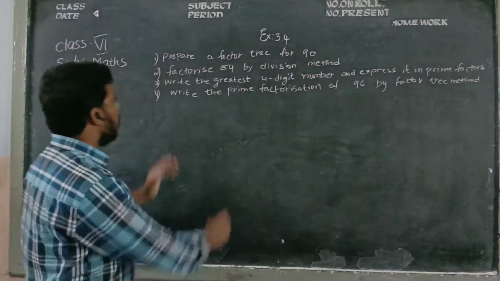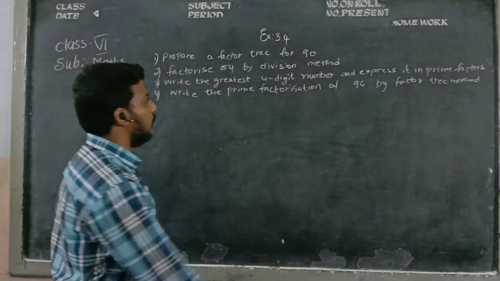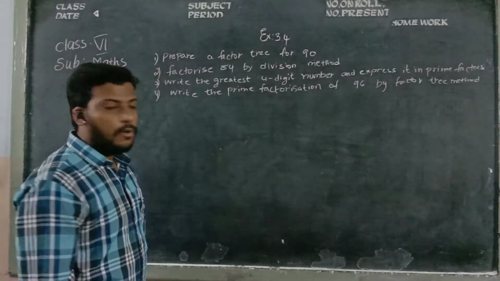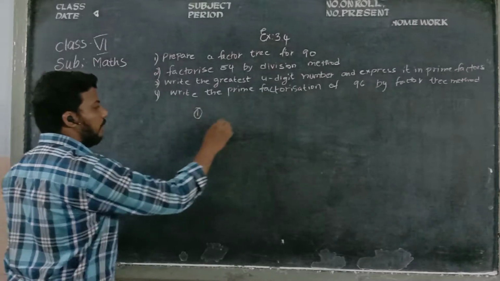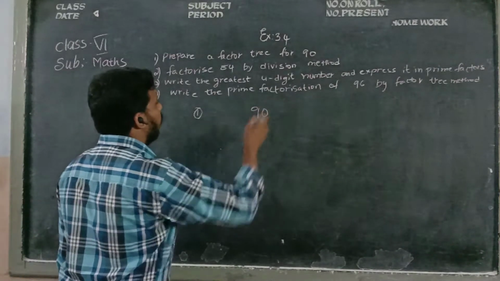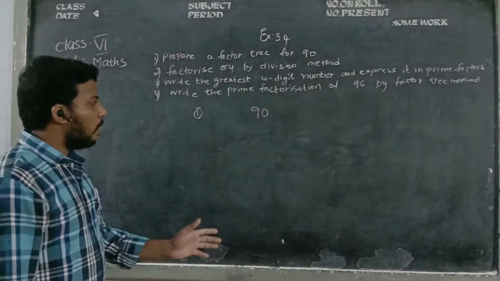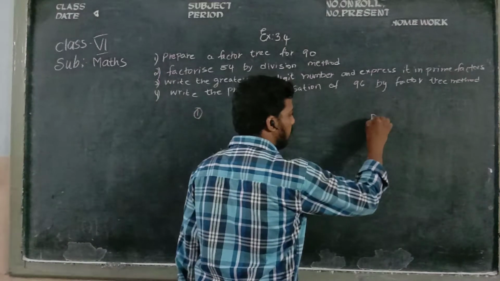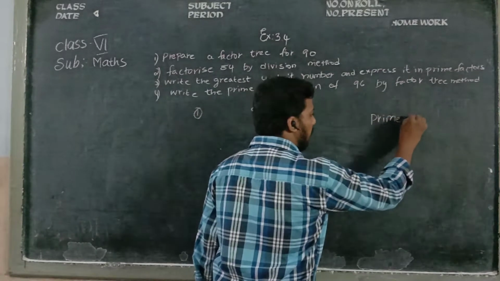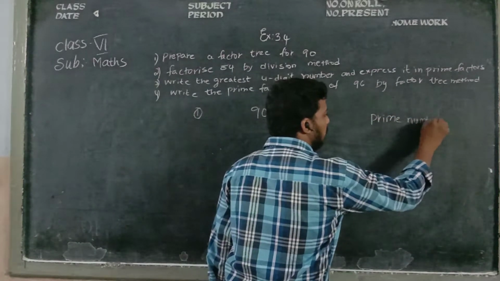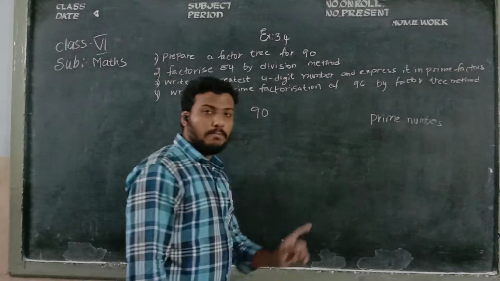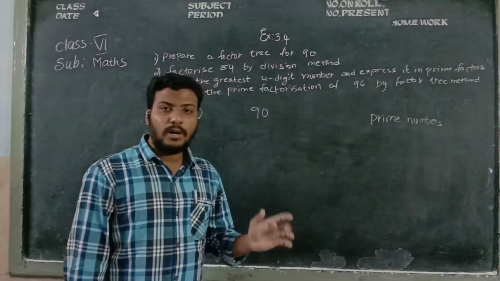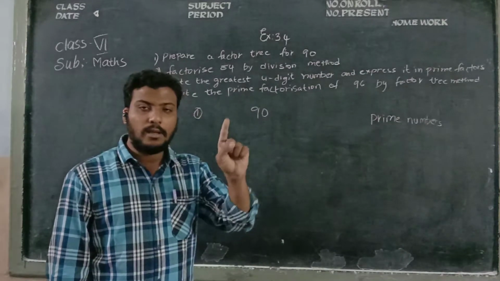So children, prepare a factor tree for 90. What is given? 90. What are factors, children? If you want to write the factors of any number, we should first know prime numbers. What are prime numbers? A number which is divisible by 1 and itself.